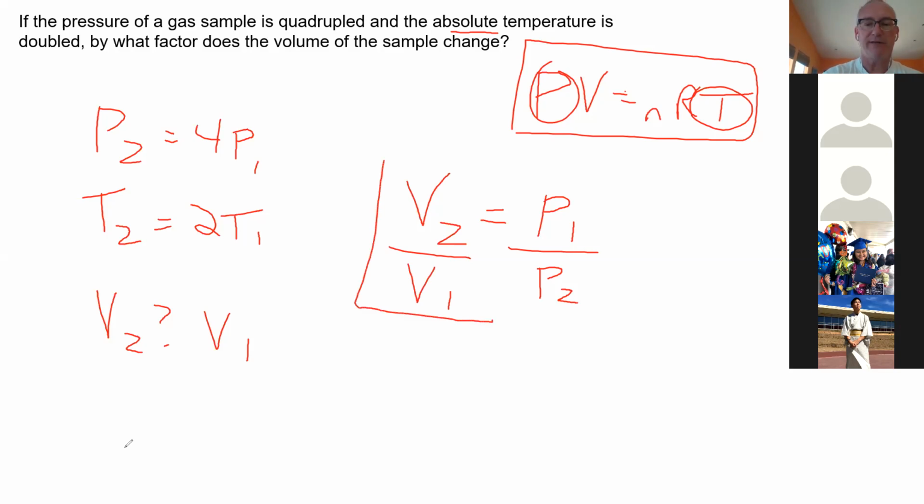So this is what I'm looking for. I want to know what my relationship is between my new volume and my old one. And that is going to be opposite to the relationship between the new pressure and the old pressure. Now I need to multiply that by the factor of the temperature. So what's the relationship between the volume and the temperature?